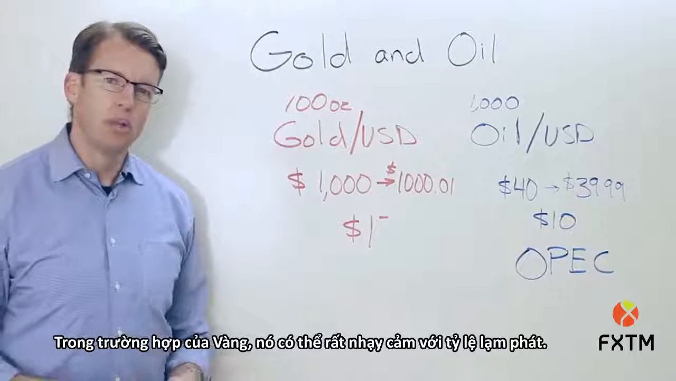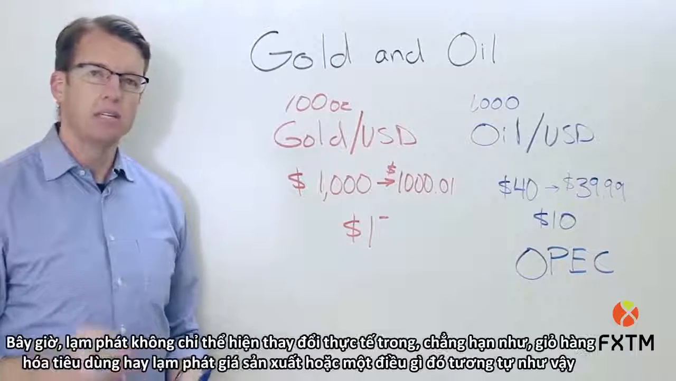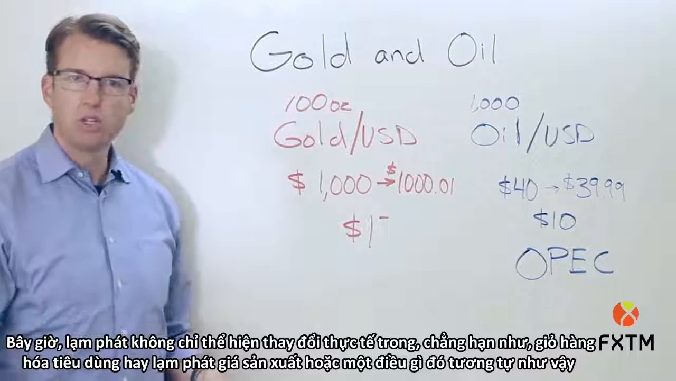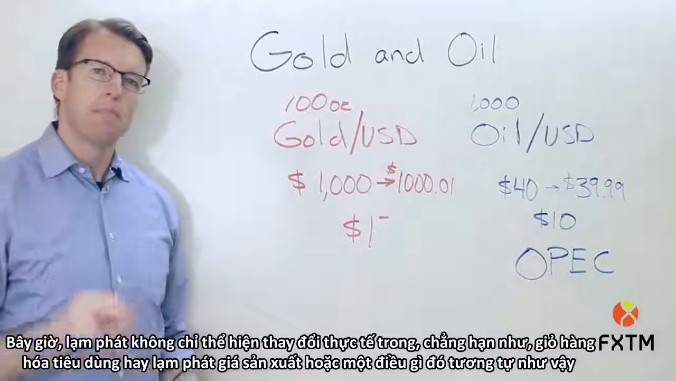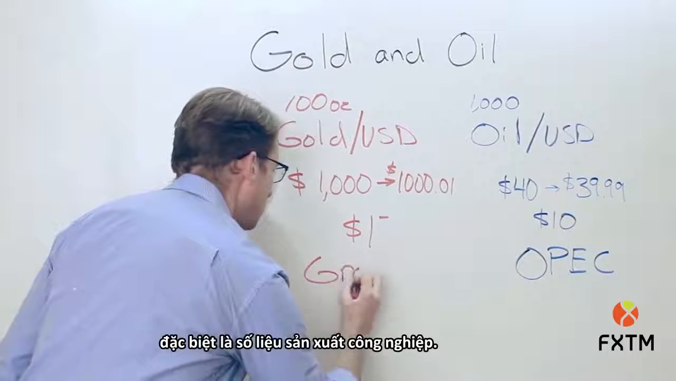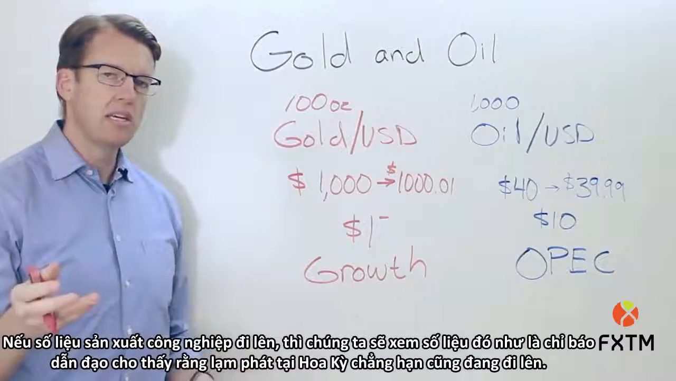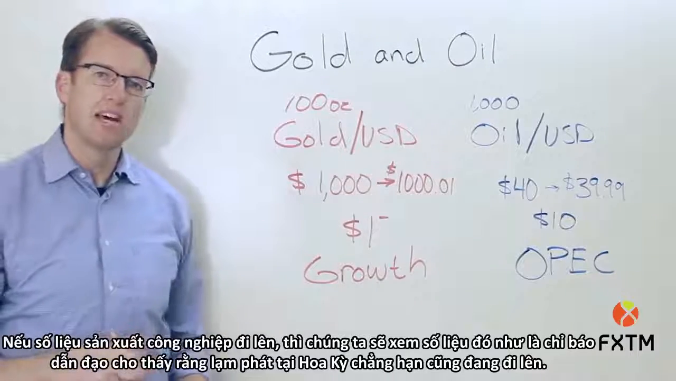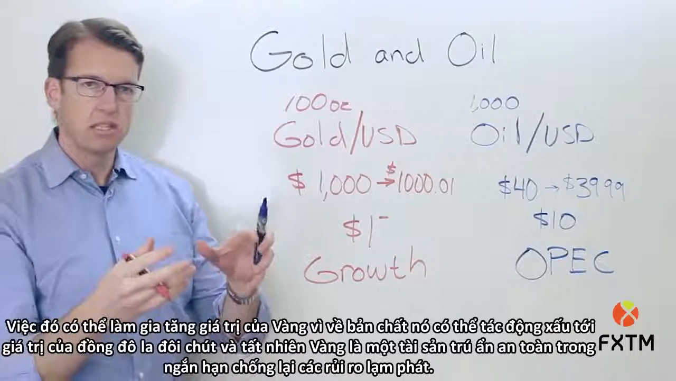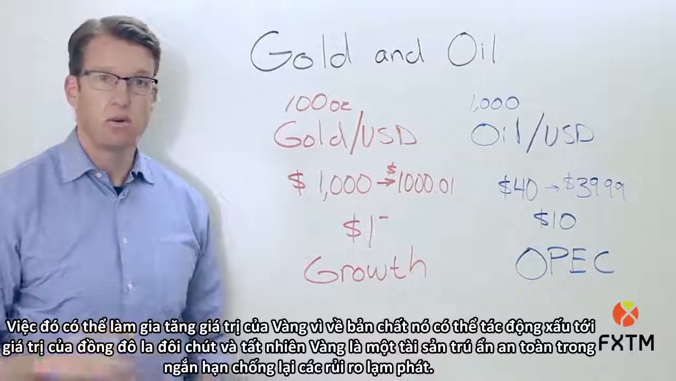In the case of gold, it can be very sensitive to the rate of inflation. Now, inflation is not just a function of what is the actual change in, let's say, a basket of consumer goods or producer price inflation, but oftentimes a leading indicator for inflation are economic growth indicators, in particular, industrial production numbers. If industrial production numbers are going up, then we look at that as a leading indicator that inflation, for example, in the United States, is also going to go up. That may increase the value of gold because intrinsically it may hurt the value of the dollar a little bit. And of course, gold is a short-term safe haven against the risks of inflation.